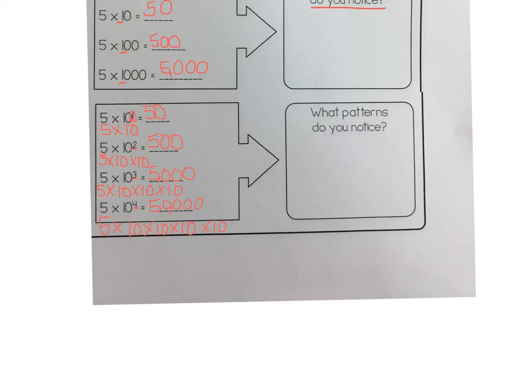We have 50, 500, 5,000, 50,000. It is. So each one of those exponents is adding a multiple of 10, because we first start out 5 times 10 is 50. 5 times 10 to the first power is 50. 5 times 10 to the second power is 500. 5 times 10 to the third power is 5,000. And 5 times 10 to the fourth power is 50,000. Each time, we're multiplying by one more 10, okay? Go ahead and get that written in.